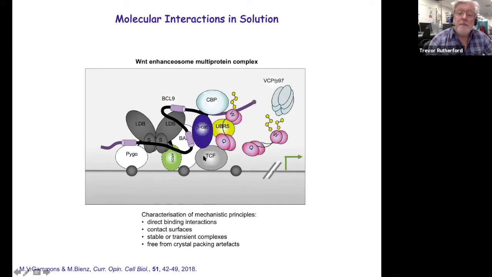is the direct interaction between individual domains. So we can characterize which are the domains that are interacting with each other, at what stage, and we can look at the structural basis of the interaction between these. So we get the contact surfaces. We can look at both stable and transiently associating complexes. And crucially, when we're looking at these, they're free from any crystallization packing artifacts.